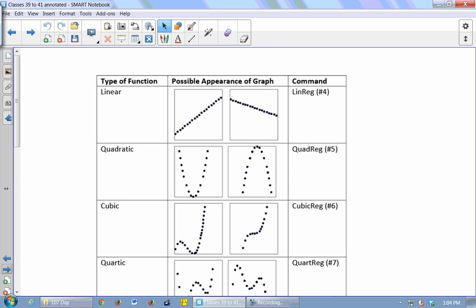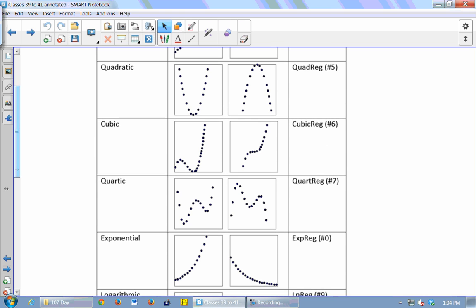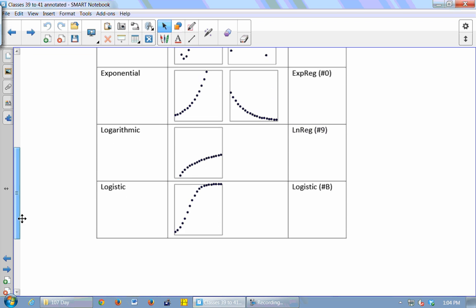All right, so these are just some pictures of what your scatter plots might look like and what type of function you might choose. Right, so if they fall reasonably in a line, you might use a linear function. 1 turning point, you might use a quadratic. 2 turning points, you might choose a cubic. 3 turning points, go with a quartic. And then exponential, we could have growth or decay.